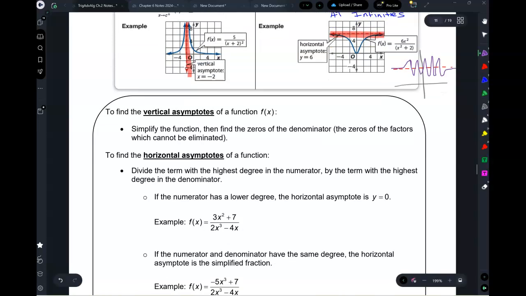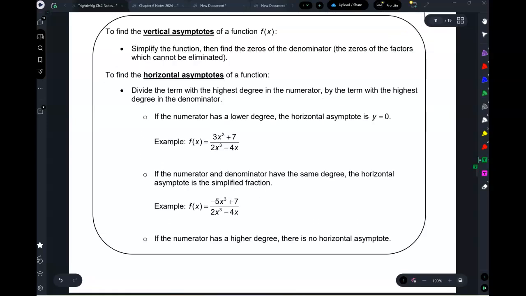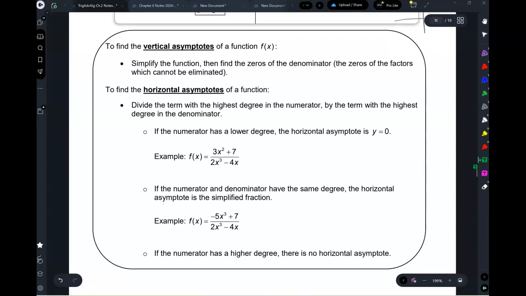Now, how do you find each of these? This table here is going to be the go-to law of the land for asymptotes. To find vertical asymptotes, first you have to simplify the function. Then you have to find the zeros of the denominator. So why do we simplify the function? Because if things have to cancel, you cancel them first. Whatever doesn't cancel in the denominator, you set equal to 0 and you find the vertical asymptote. Right. How about horizontal asymptotes?